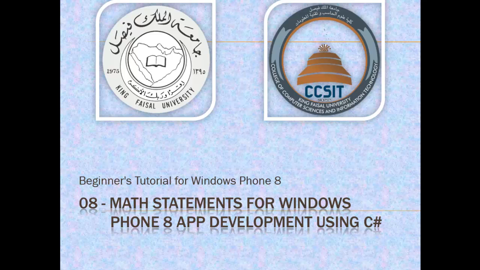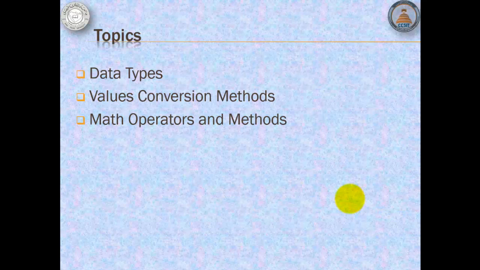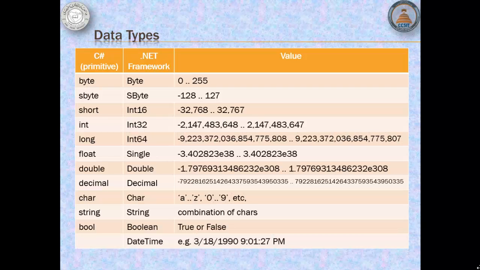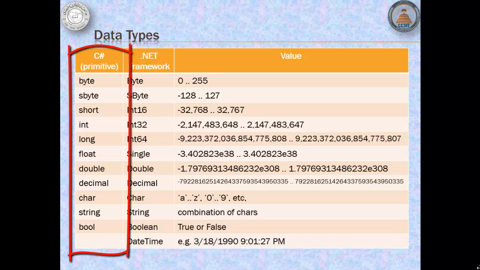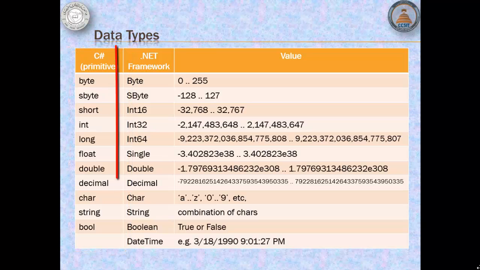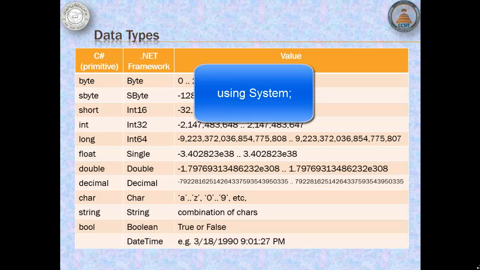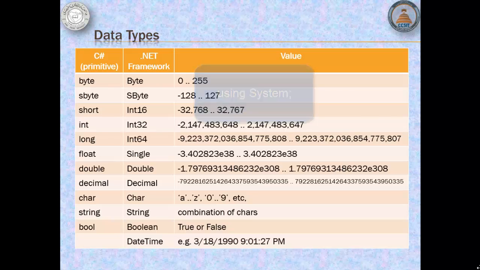This is part 8 in the series entitled Math Statements for Windows Phone 8 App Development using C#. Before we make an app, we're going to discuss first data types, values conversion methods, and math operators and methods. The primitive data types in C# are listed in the first column, while those of their equivalent in the .NET framework are in the second. You can use the .NET data types when you place using System namespace in the code behind.